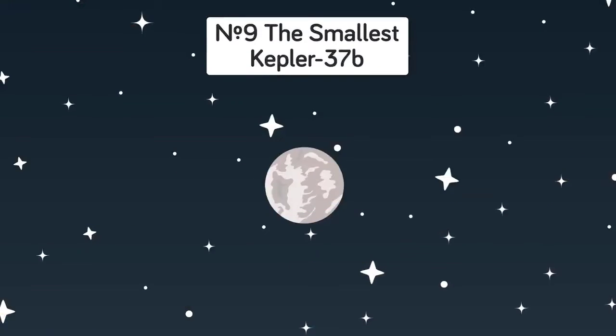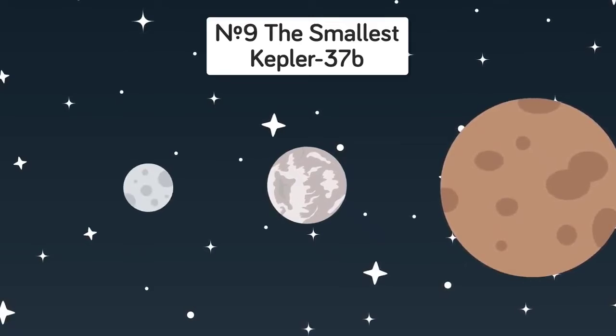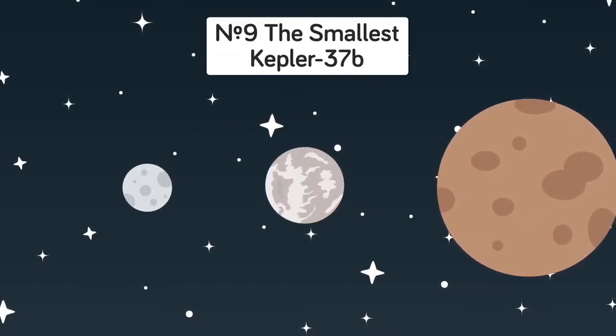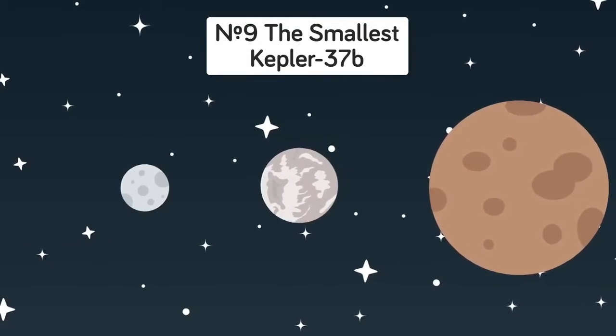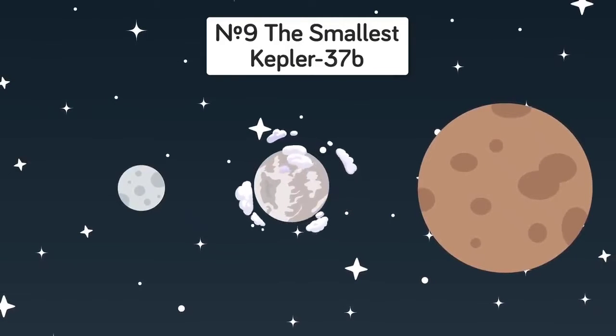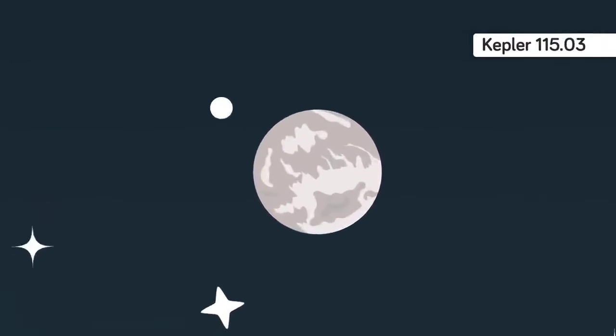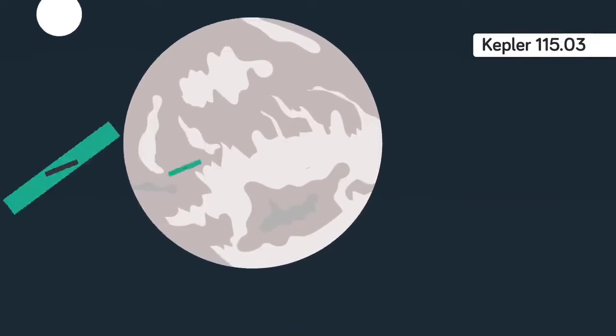9. The smallest. Smaller than Mercury but slightly larger than our Moon, Kepler 37b is the smallest planet ever discovered, a confirmed rocky world that orbits its parent star closer than Mercury does around our Sun, making it far too hot for liquid water or any hope of life on its surface. Kepler 115.03 could be smaller, but little is known about it so far.